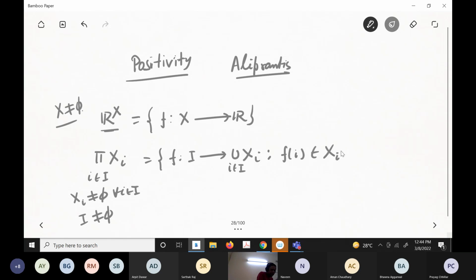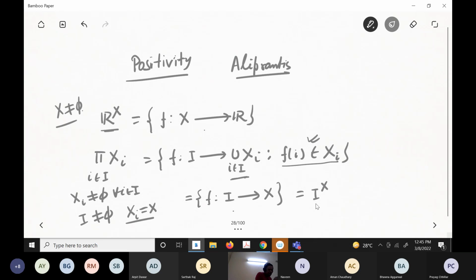But if you suppose each X_i is the same as X, then it doesn't matter. This will be the function f(i), and these are all X, so automatically f(i) belongs to X_i because X_i is X. It will be automatically satisfied. If i belongs to I means if i belongs to X, but I am taking this function, so that is the thing coming. Okay, so this notation is okay, right? With I to the power X, because basically the idea is that you are taking I, X times, as a product. So that is the notation here.